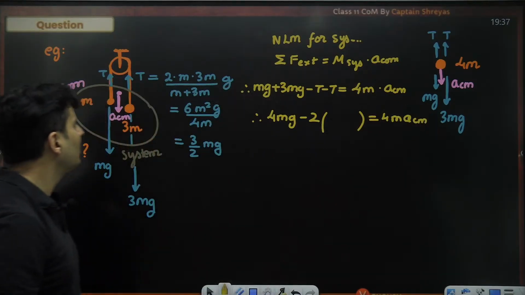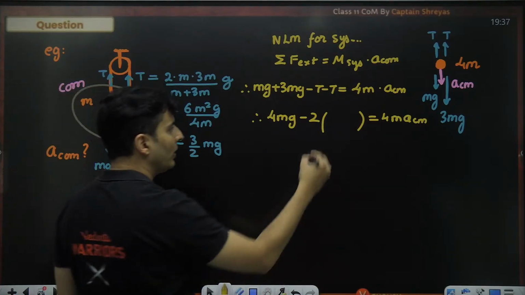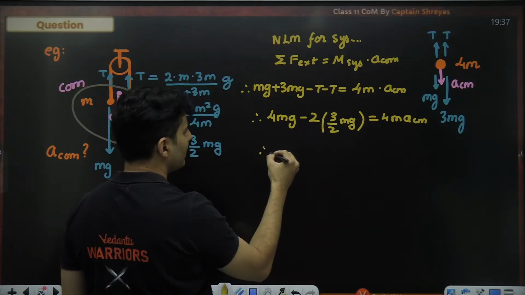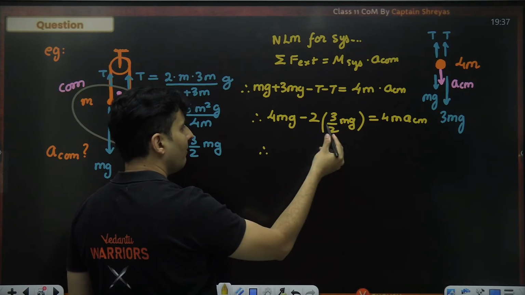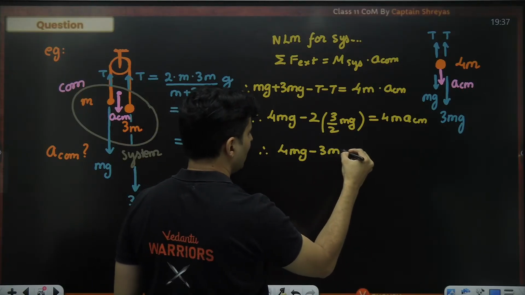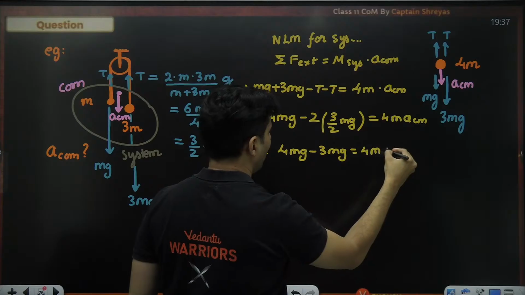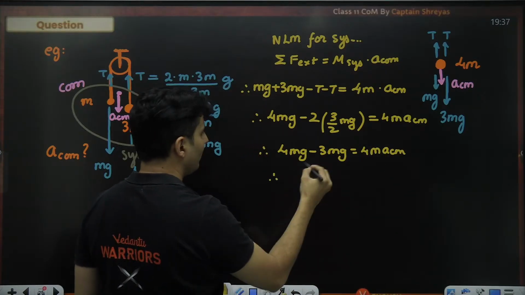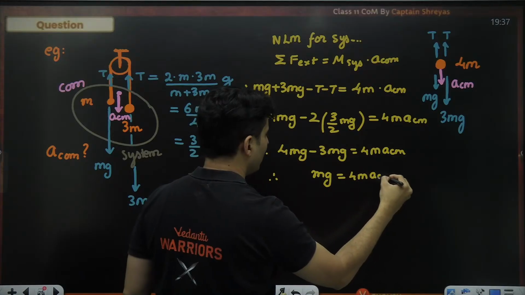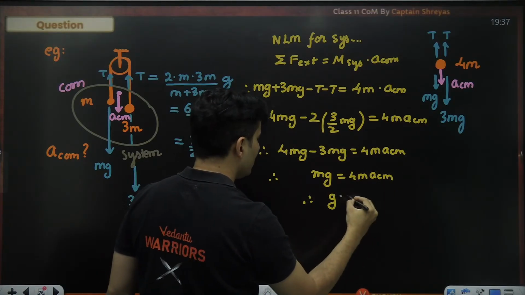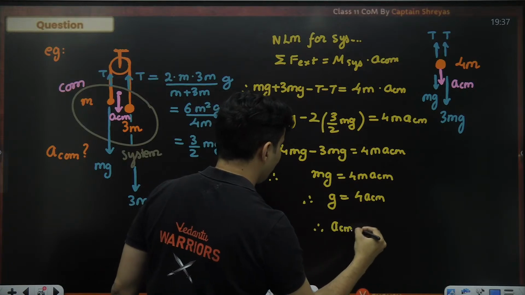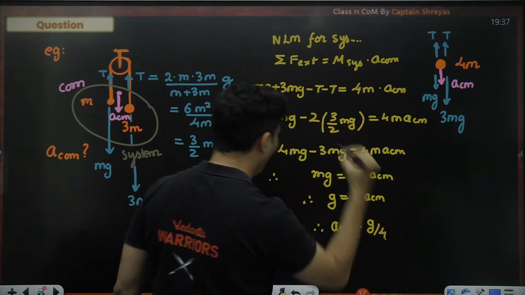What is T? We just figured it out. It is 3 by 2 mg. So I'll put 3 by 2 mg over here. The 2 will cancel. It will become 3. 4mg minus 3mg is equal to 4m ACM. 4 minus 3 is 1. So it will just become mg is equal to 4m ACM. The m will cancel. So g will become 4 times ACM. Therefore, ACM will become g by 4.